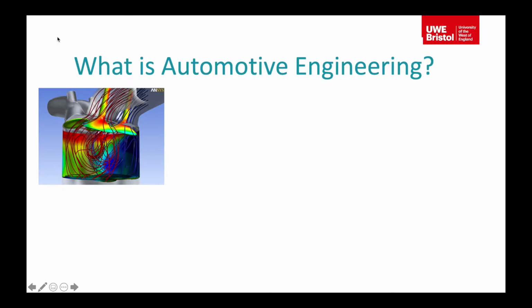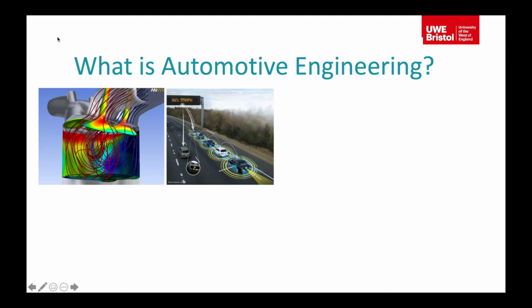This first picture shows some computational fluid dynamics work done on a cylinder inside an engine, looking at the flow directions, flow speeds of the gases inside a cylinder. We've got a picture here of what's known as platooning, where you have connected autonomous vehicles that form a sort of group or a train of cars on a motorway to increase efficiency.